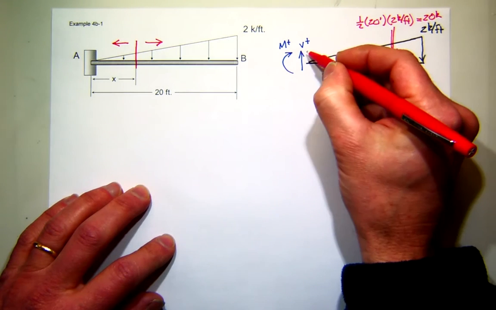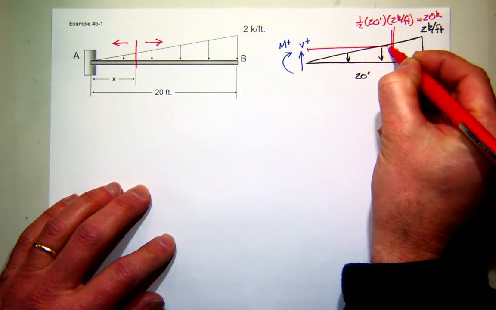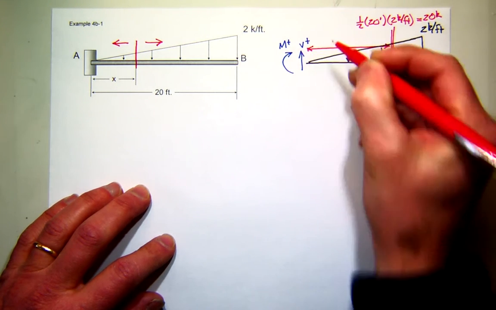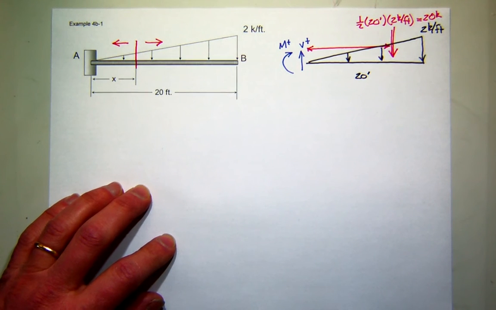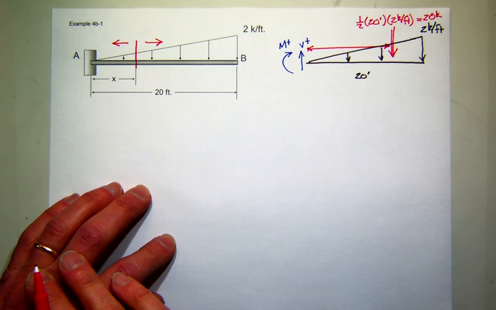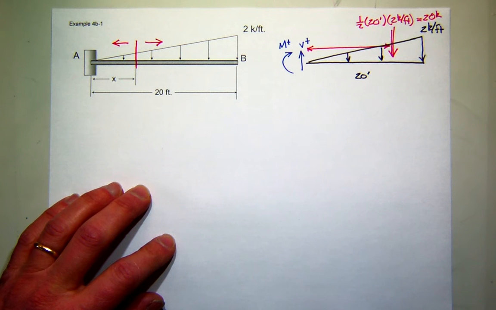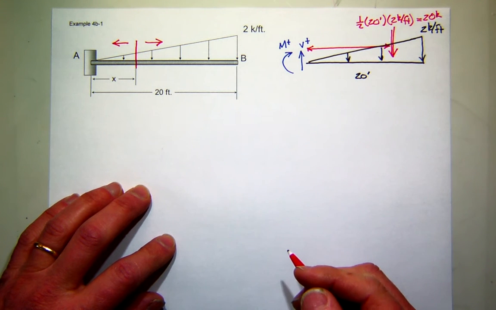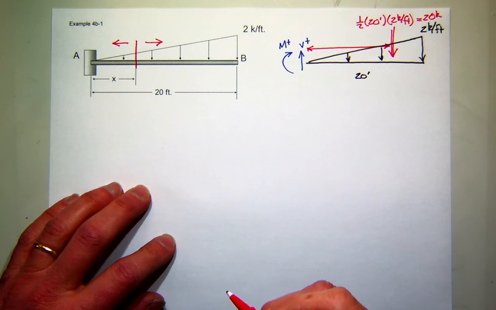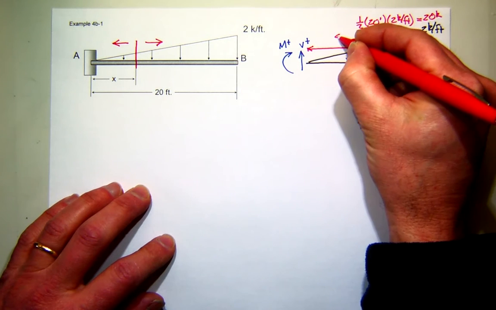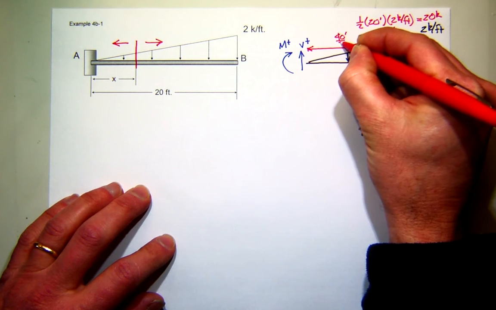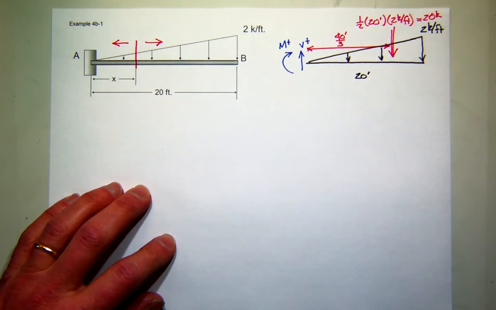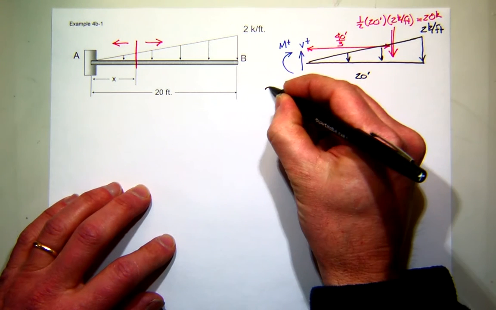Now what's the distance to that force from A? Remember the centroid of a triangle? 2/3. Yeah, it's 2/3 of that. So 2/3 of 20 is going to be a very strange number. So I'm just going to leave it in fraction form right now. So it'll be 40 thirds. It's easier for me to write it that way than 16.666667 or something. Okay?